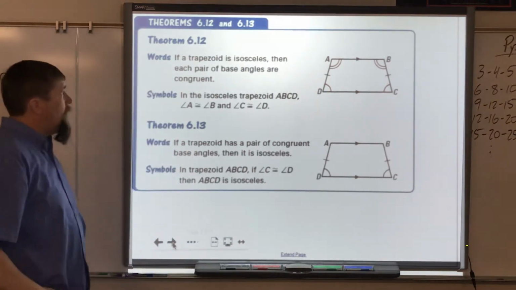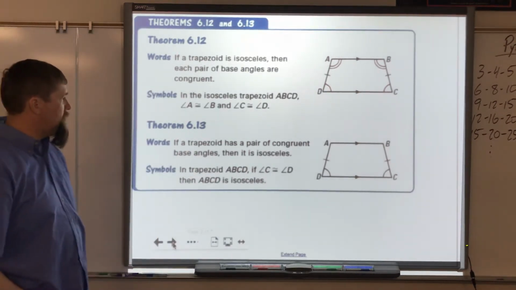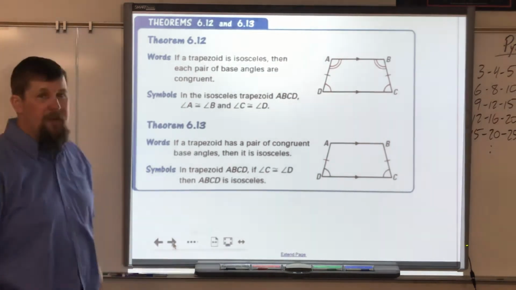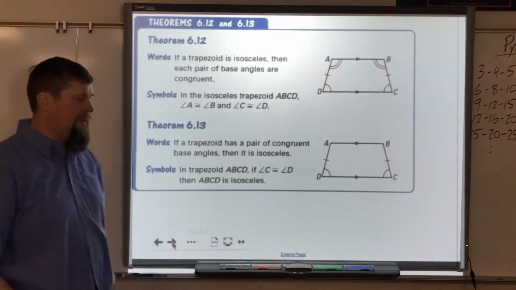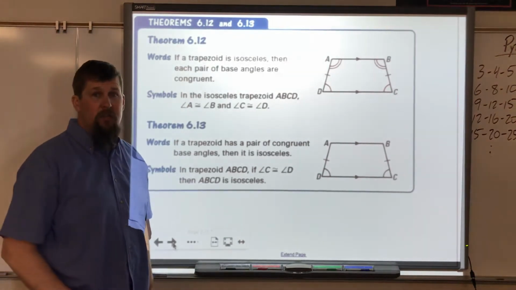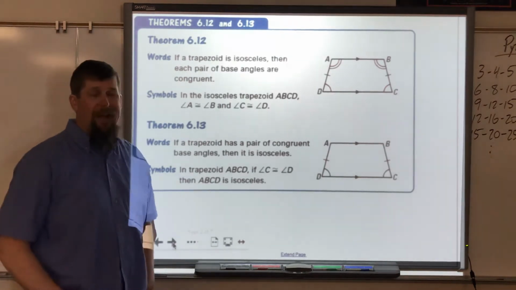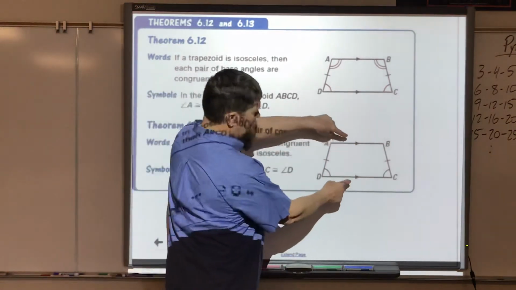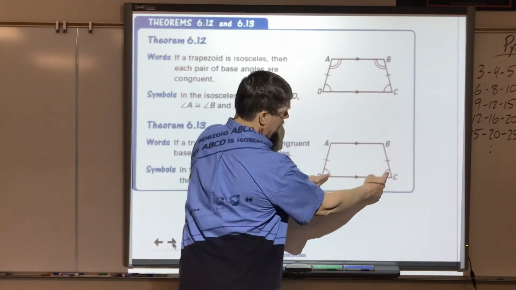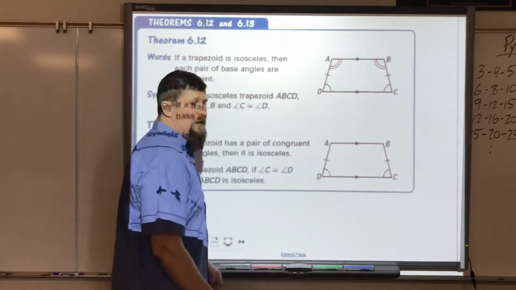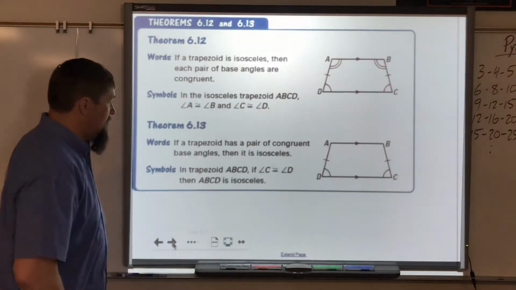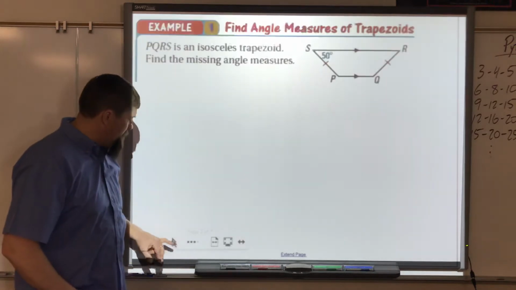Theorem 6.13: if a trapezoid has a pair of congruent base angles, then it is an isosceles trapezoid. So all you need to do is show that, first of all, it's a trapezoid by having a pair of parallel sides, and that one pair of base angles are congruent. If that's the case, then it is an isosceles trapezoid.